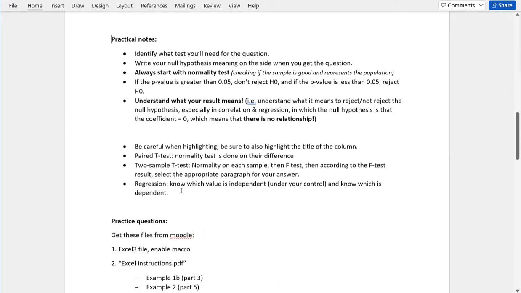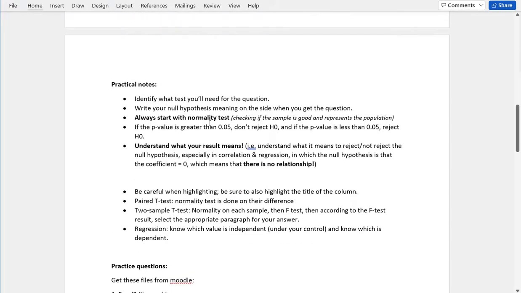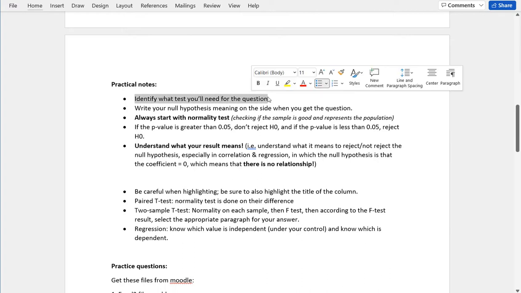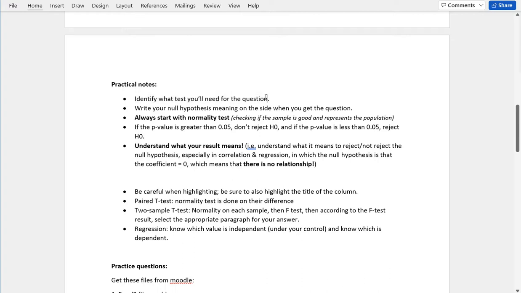But anyways, some practical notes that you should take with you. We'll go right through these. Some of these will make more sense after we actually do the practice on Excel, but let's see what we can understand from now. First step, always identify what test you need for the question.